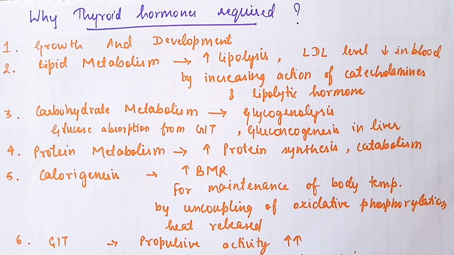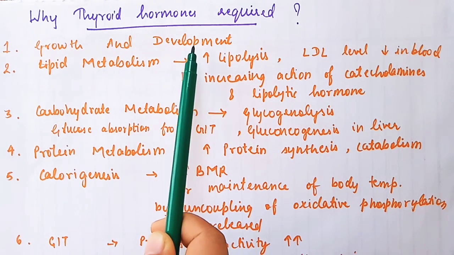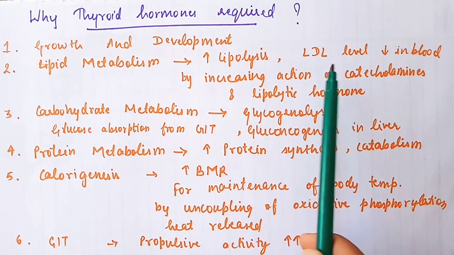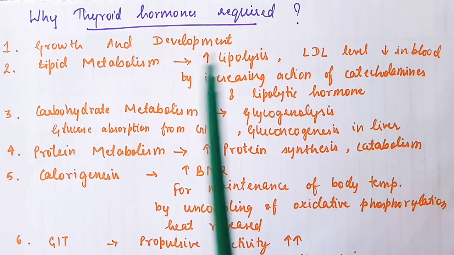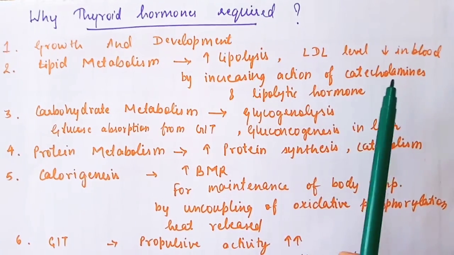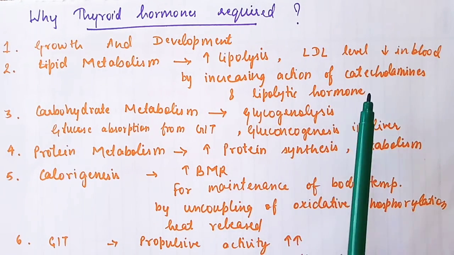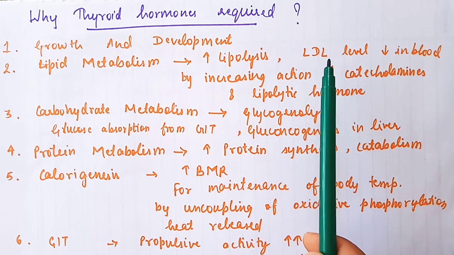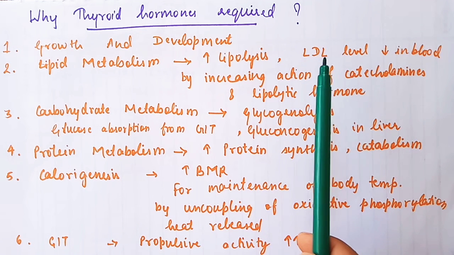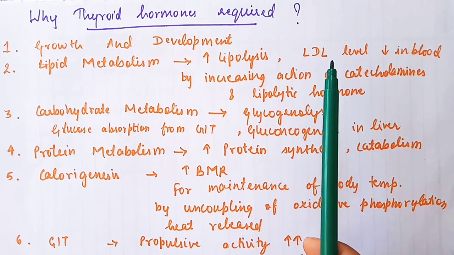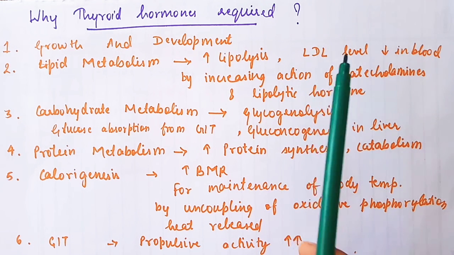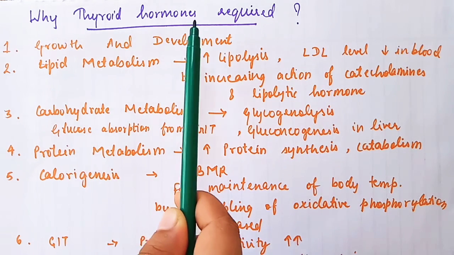So why do we require thyroid hormone? They are required for the growth and development of the body. They are required for lipid metabolism. They increase lipolysis. The LDL level decreases in the body because of them, and this occurs by increasing the action of catecholamines and lipolytic hormones on the LDL levels. LDL means low density lipoprotein, which is very bad for the body and is mainly responsible for the cholesterol in the body. So we need to decrease this level, and this occurs through the thyroid hormones.